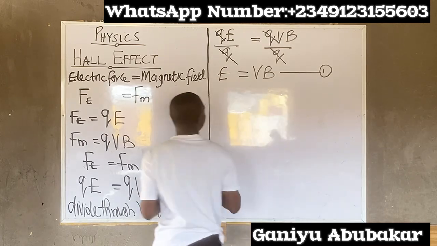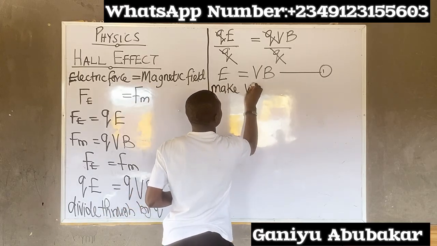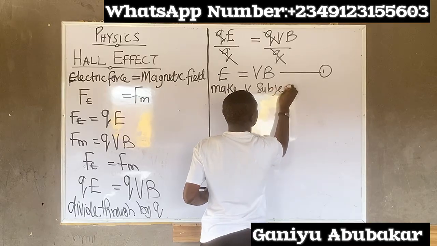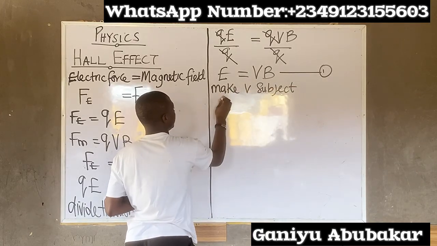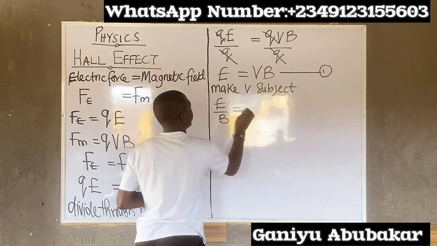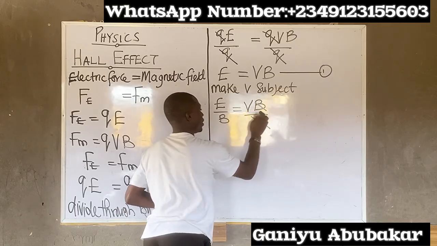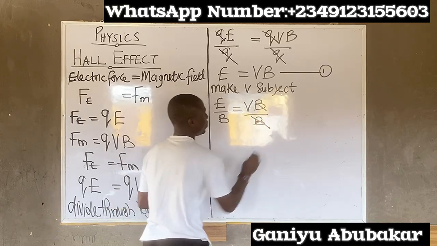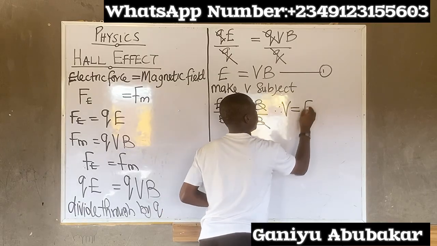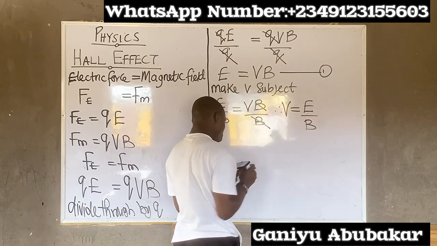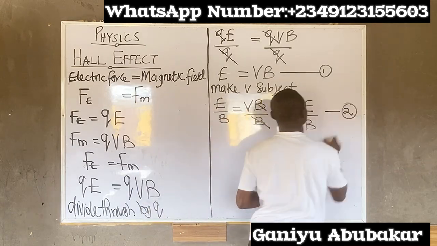From this part, let's make V the subject of the formula. I'll divide both sides by B. So I have E over B equal to VB over B. The B cancels, and I have that V is equal to E over B. Call this equation 2.